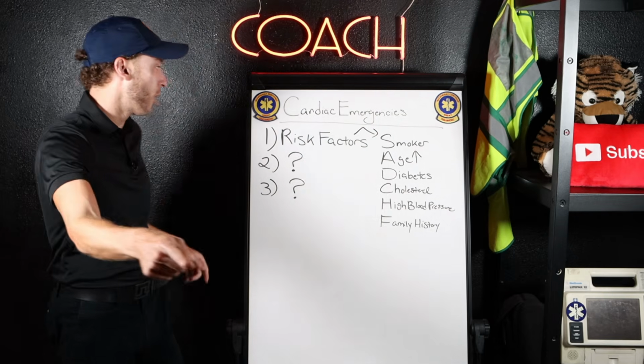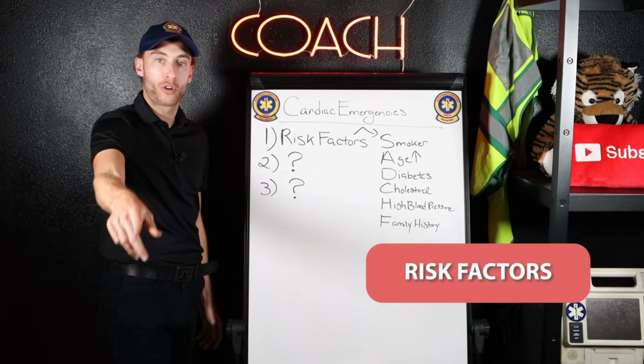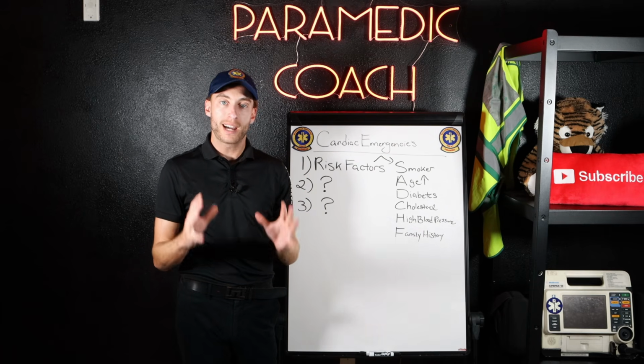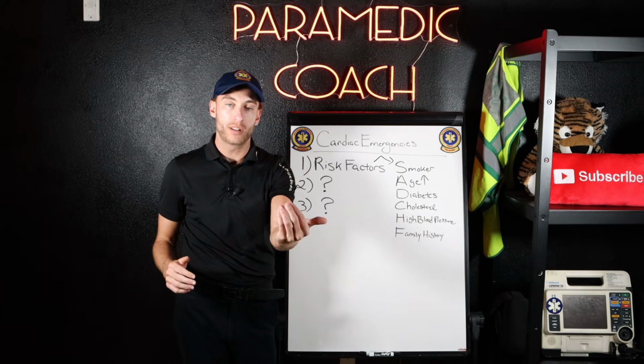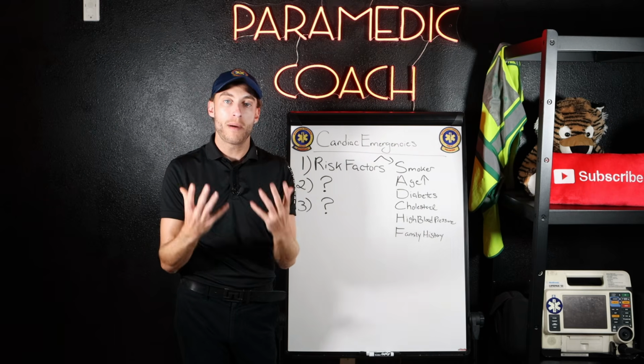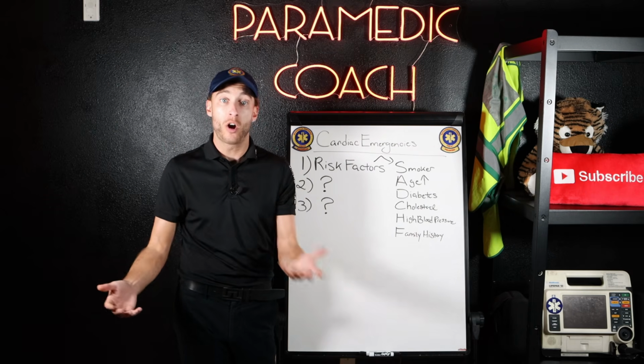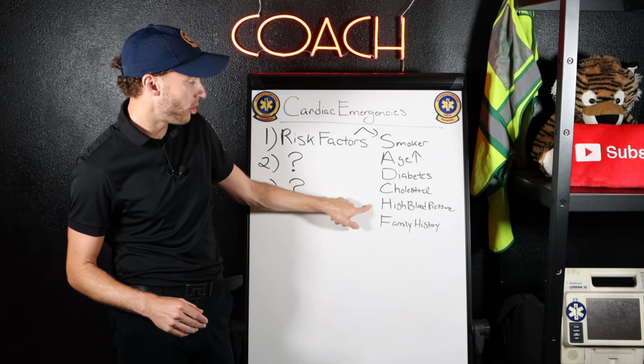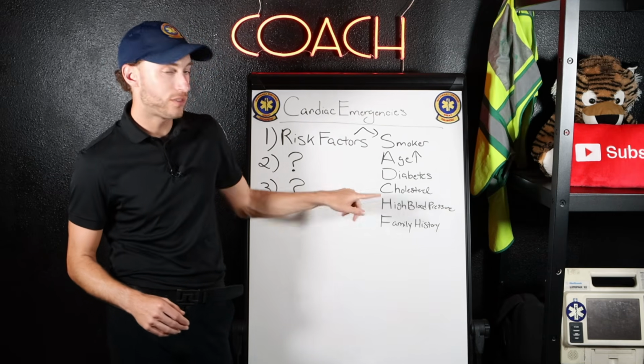Now here we go. Risk factors, we're starting off first with number 1. So these are the cardiac risk factors you gotta know when you assess a patient. What's the likelihood of them having a cardiac event, like an MI, a heart attack? The mnemonic is SAD CHF. SAD CHF is the mnemonic.